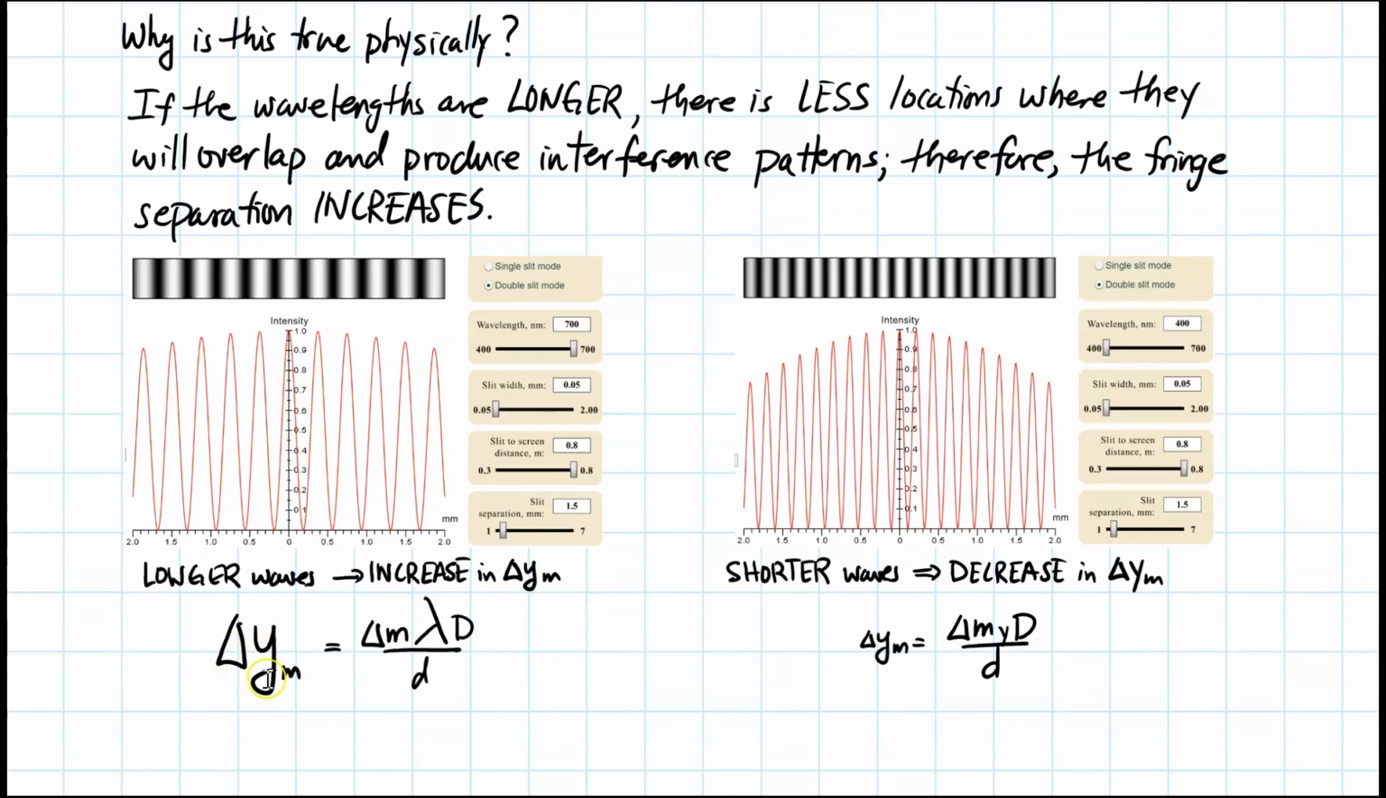Mathematically, I say I have a big delta y sub m when I have longer waves, everything else being the same. On the other hand, I have a small delta y sub m when I have a small lambda.